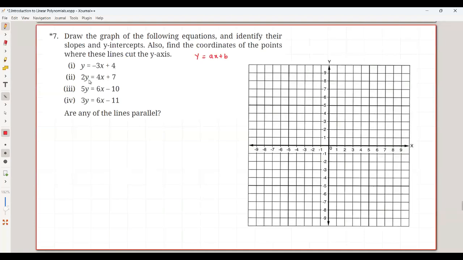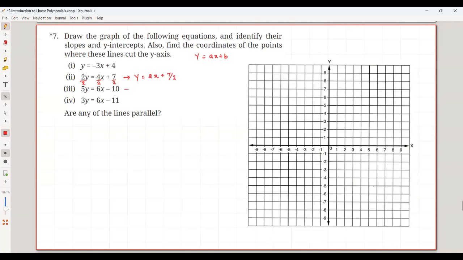But here the second one, you see, 2y is coming. Okay, in the second equation we have 2y. Actually we should have only y. That's why I'm just going to divide both sides by 2, so that we'll get the equation in the form of y is equal to ax plus b. If I divide by 2, the 2 will get cancelled. Divide by 2, here also divide by 2, here also divide by 2. So the equation will become y is equal to 4 by 2 is 2, 2x plus 7 by 2. Okay, this equation will become like this.